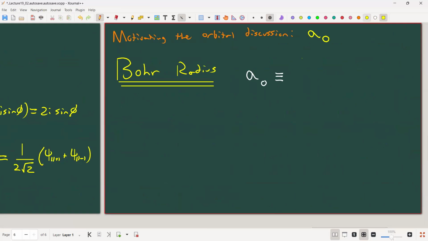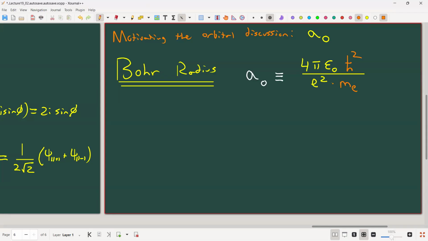I'm going to write down the numbers. So they're determined based on a bunch of numbers we've already seen. A naught is a constant derived from other constants. And I'm going to split them into 2 different colors. All right, so a naught is defined to be 4 pi epsilon naught over e squared, which you've seen in the electrostatic units when they do electrostatics, times h bar squared over m e.